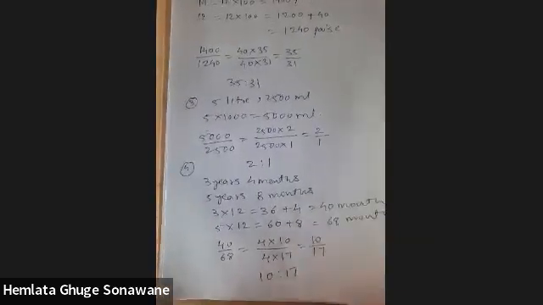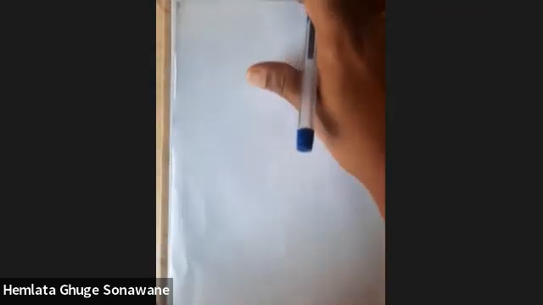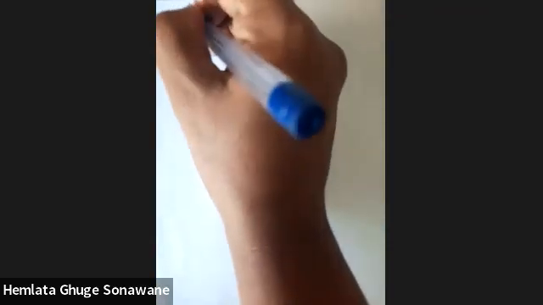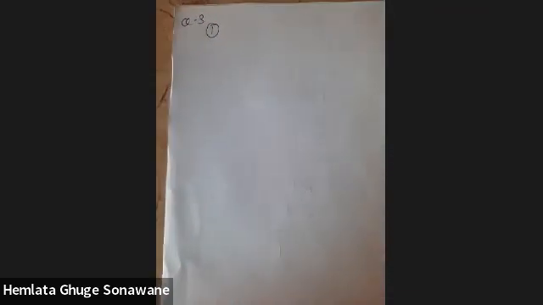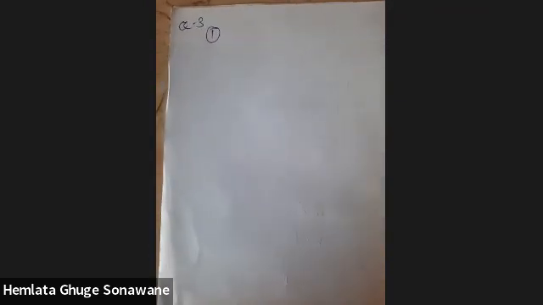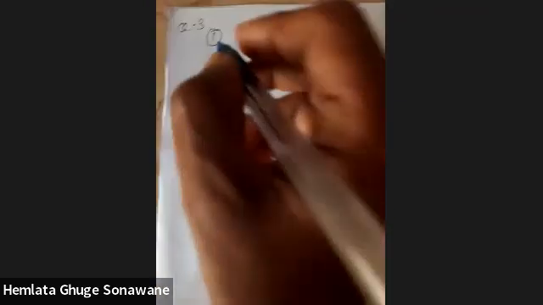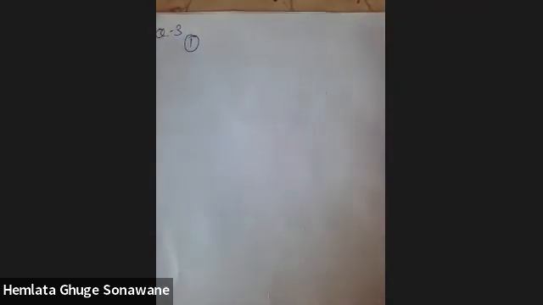Fifth and sixth examples are for self-study of question number 2. We'll start with question number 3. What is question number 3? Express the following percentages as ratios in the reduced form. Percentages are given and we have to convert them into the reduced form.